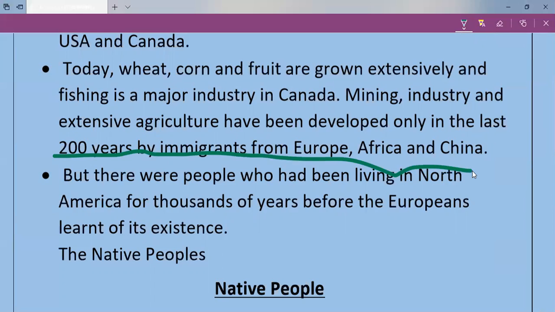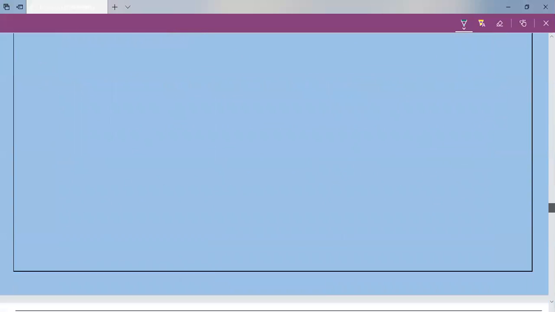But there were people who had been living in North America for thousands of years before the Europeans learned of it, the native peoples. So when we learn about immigrants who came in large numbers, do not forget about the native people. Okay, so thousands and thousands of years ago, the native people were living. Okay, so this is how America, Canada, Mexico you are seeing now. Now, who were the native people? Who were the original inhabitants? Who were the original people?